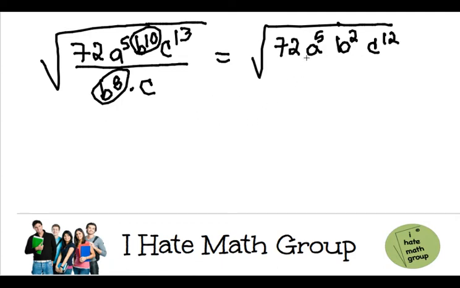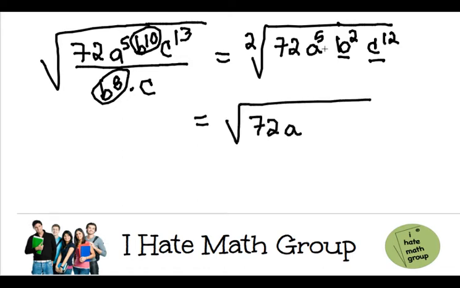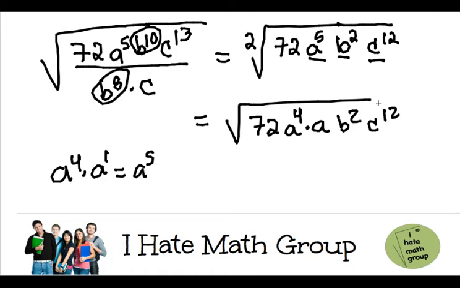Now, remember, anytime you have a radical with a square root, this is an invisible 2 right here. You want to make sure your exponents are also divisible by 2. I have my b, which is okay, and the c is good, but that a is bothering me. So I'm going to rewrite it. I'm going to say the square root of 72, and then a to the 5, I'm going to write as a to the 4 times a to the 1, because a to the 4 times a to the 1 is just a to the 5th. Perfect. Now I have b squared and c to the 12th.